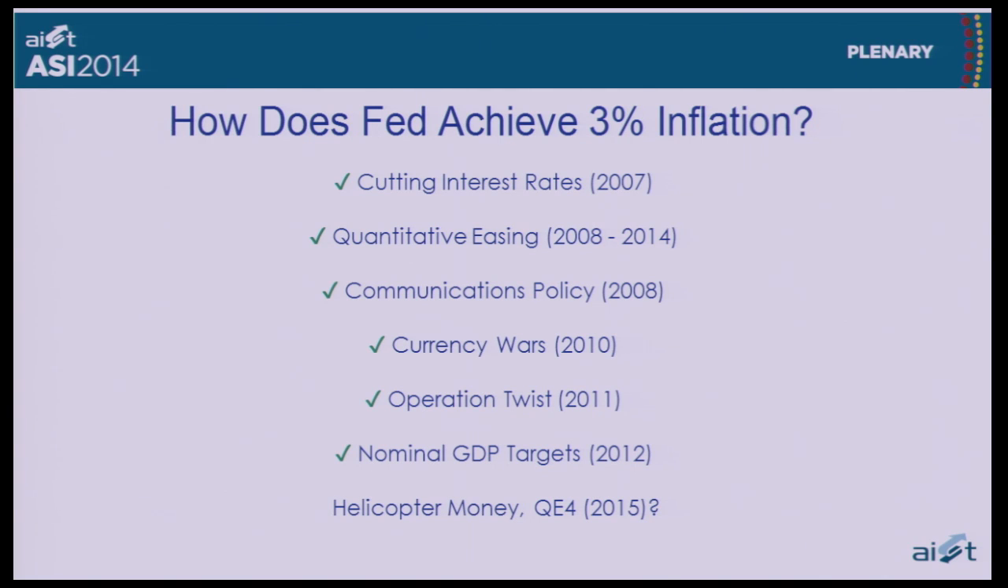Here are the ways they've done it: cutting interest rates, quantitative easing, communications policy, which I call propaganda, forward guidance and things like that, basically lying to investors about their intentions. Currency wars, Operation Twist, nominal GDP targeting. Maybe we'll get to helicopter money next year. I wouldn't rule that out. Helicopter money is when they just give people money and cut out the banking system, cut out the middleman. We'll see what happens. I'm really looking for QE4 next year under Yellen's Fed. The only reason the Fed is going to finish the taper, that's baked in the pie.